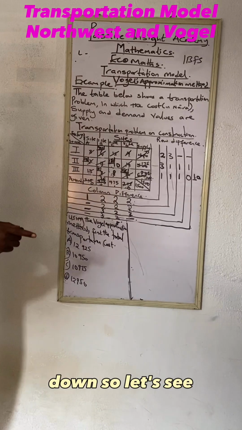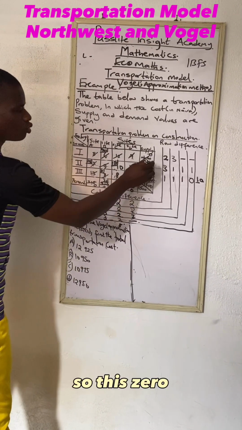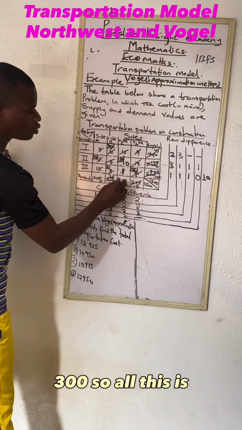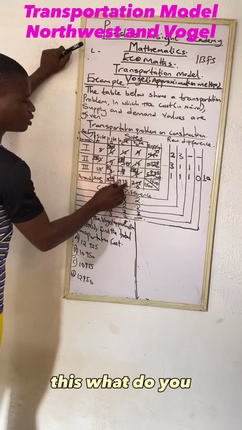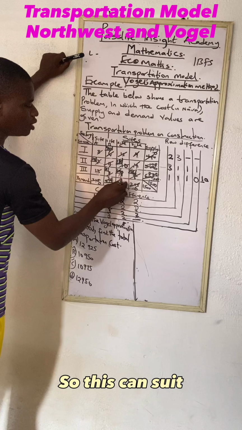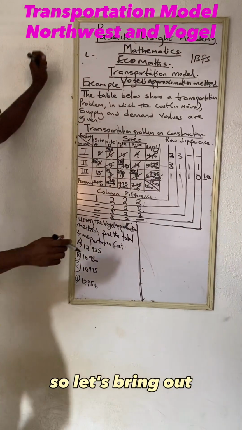So are you getting this now? So let's see. 175 minus 175, that is 0. So this 0. 475 minus that is 300. 300. So all this is cancelled. So remaining 8. So under 8 you have something like this. What do you have here? As you can see now, you see 300, 300. So this cancelled this. So you are done. So let's bring out the number.